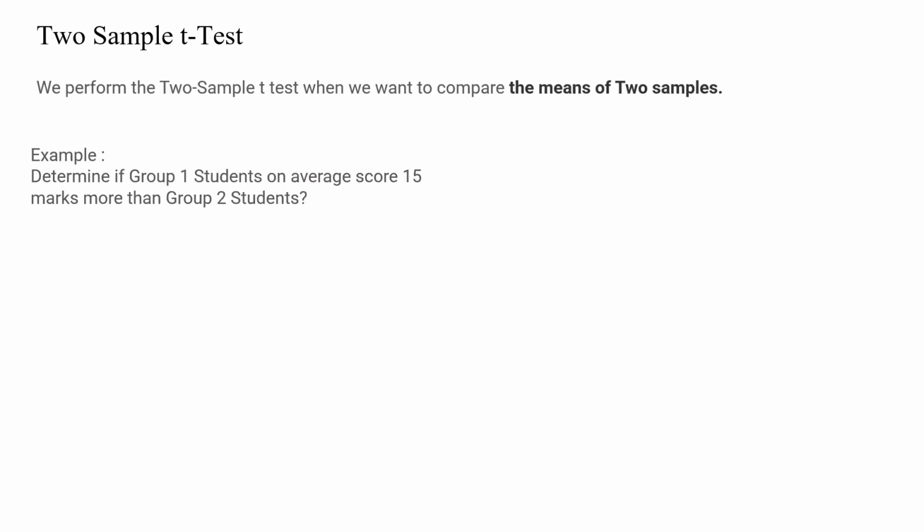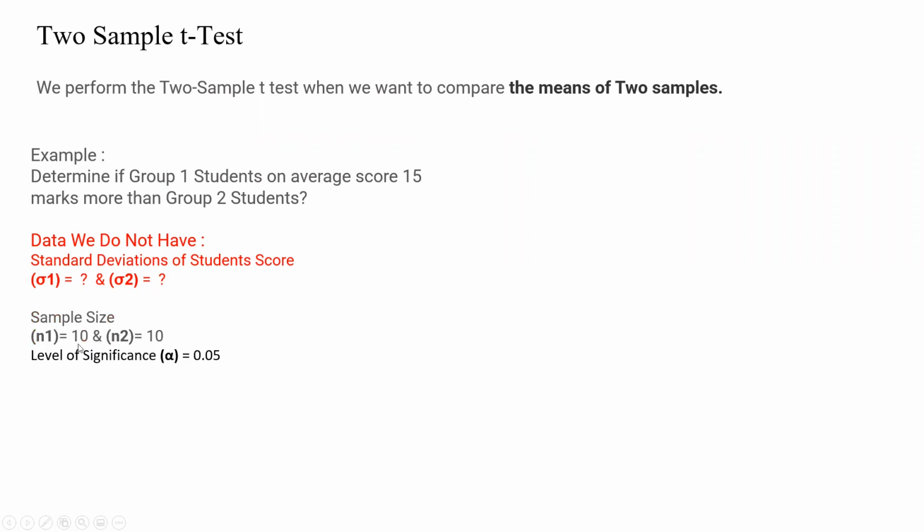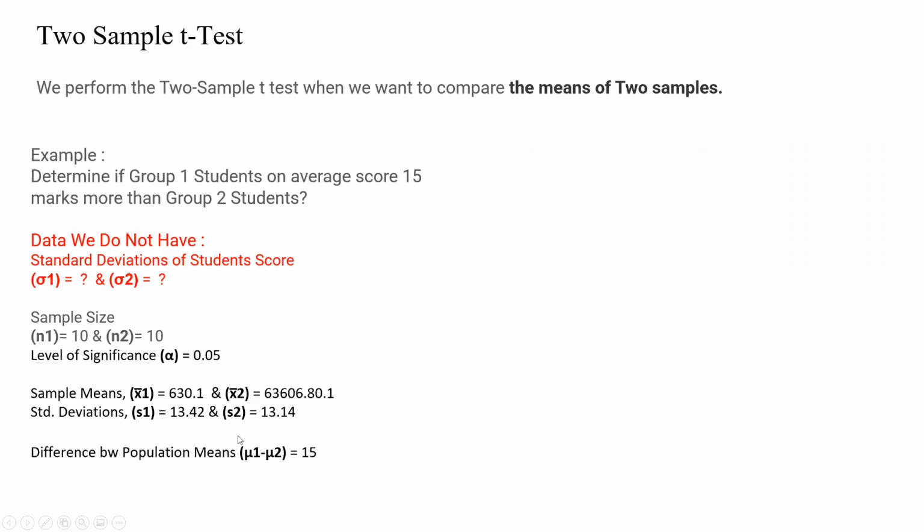Let's take a similar example here. Group 1 and Group 2: we have two sets of students, and we are saying that Group 1 students on average score 15 marks more than Group 2. We populate all the rest of the data which we know. We do not know the population standard deviations. We take a sample of 10 students from each group, and we specify our level of significance. We calculate our sample means and sample standard deviations, and we are stating that the difference should be higher than 15, at least 15.